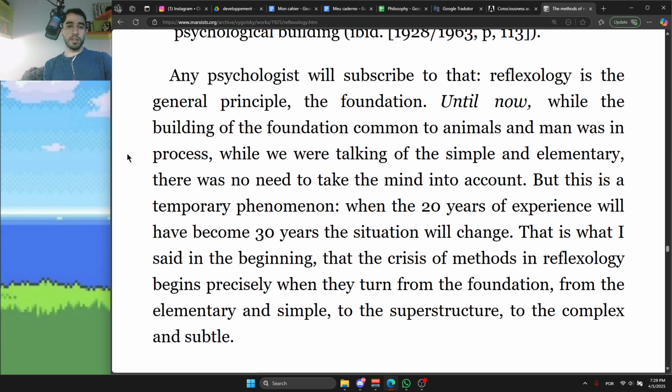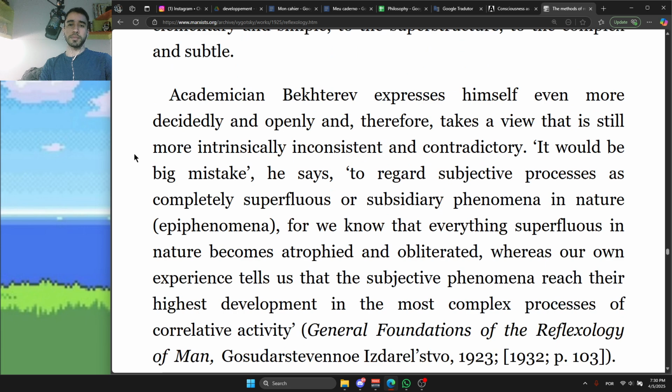Any psychologist will subscribe to that. Reflexology is the general principle, the foundation. Until now, while the building of the foundation common to animals and men was in process, while we were talking of the simple elementary, there was no need to take the mind into account. But this is a temporary phenomenon. When the 20 years of experience will have become 30 years, the situation will change. That is what I said in the beginning, that the crisis of methods in reflexology begins precisely when they turn from the foundation, from the elementary and simple, to the superstructure, to the complex and subtle.